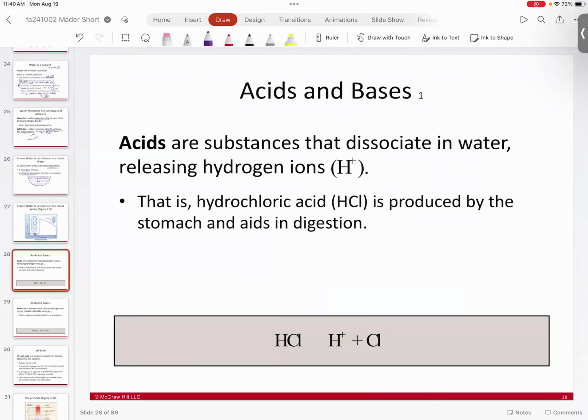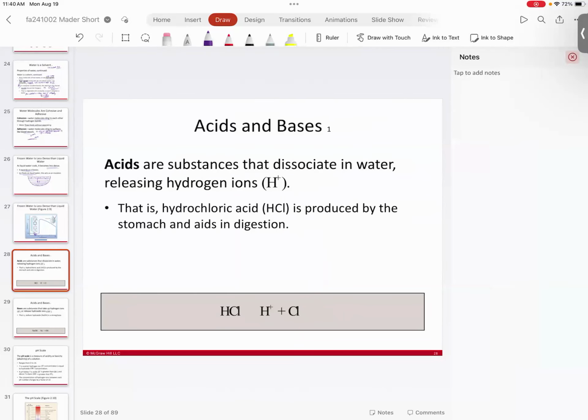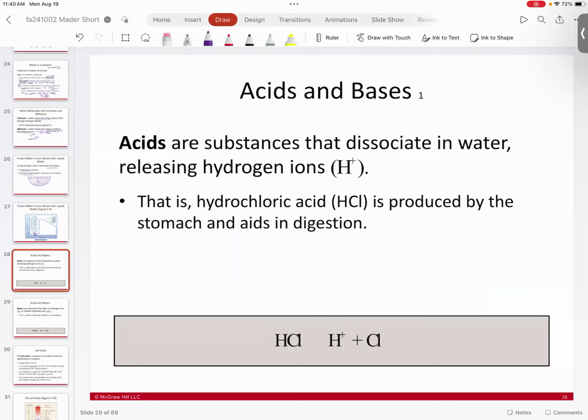Now, we also have the idea of acids and bases. So water basically forms the backbone of how we understand acids and bases, because ultimately acids will dissociate in water, releasing hydrogen ions. And this basically is what creates acidity. For instance, hydrochloric acid will dissociate in water to create hydrogen ion and the chloride ion. So this is basically what creates acidity.